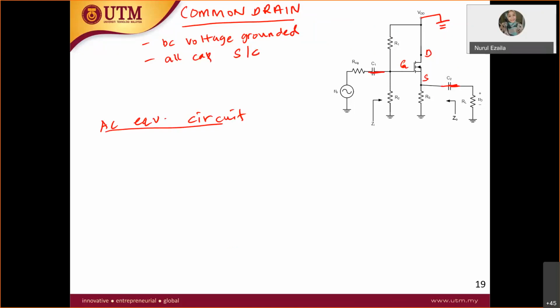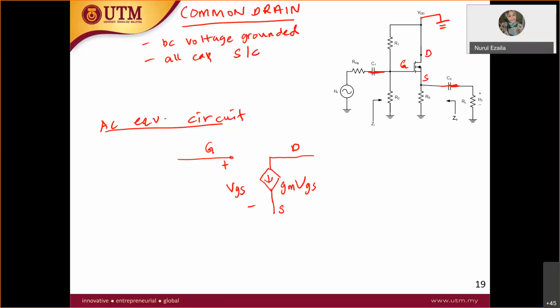Okay, for the AC equivalent circuit. All right, so first thing is to draw your gmVgs. This is your gate, this is your drain, where you have here your current source, gmVgs. And this is your source. And don't forget you have your Vgs over here.